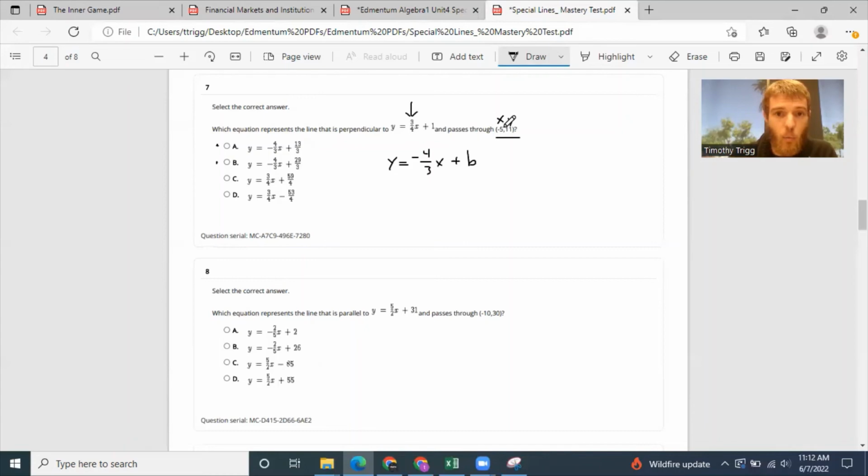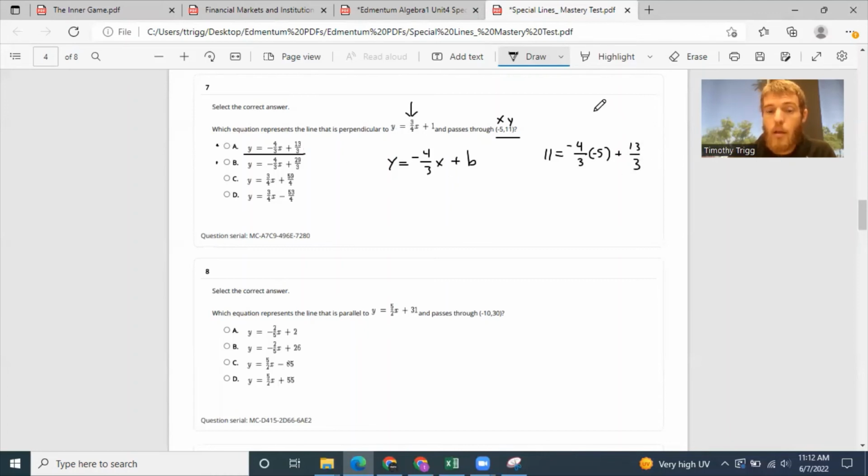So I'm going to replace the y with 11. In this equation, I'm replacing the y with the y coordinate, and I'm going to replace the x with the x coordinate. So negative 4/3, and I'm replacing x with negative 5. So negative 4/3 times negative 5 in this case, and then plus 13/3.